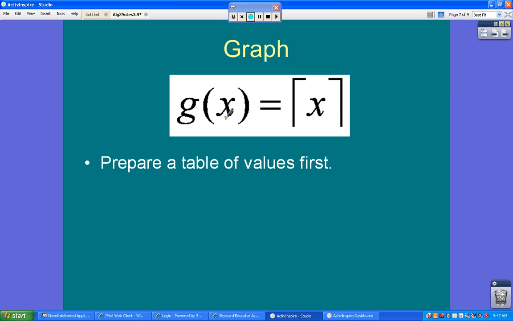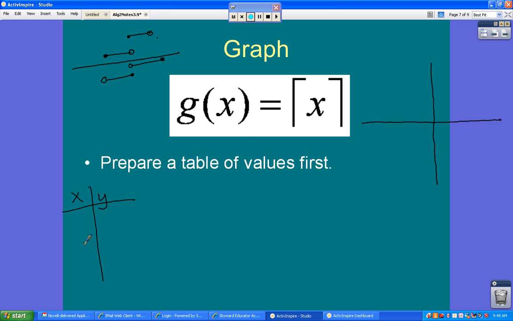Last thing, we're going to graph this. When you graph a step function, you know kind of what it's supposed to look like. You know it's going to look like steps. The only thing that is different about step functions is where the solid dot is and where the open dot is. Sometimes it goes solid, open, solid, open. Sometimes it goes open, solid, open, solid. So we need to figure out what to do. The best advice I can give you is to make a T-table. Plug in some integers first.